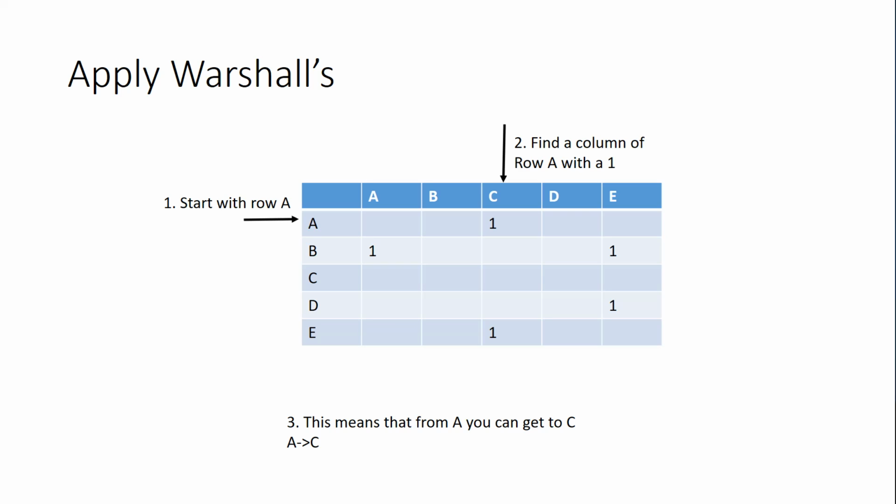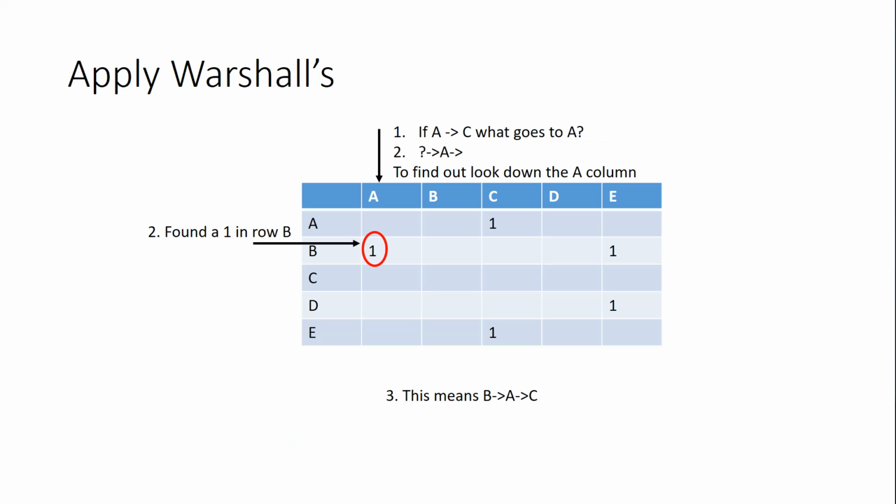And to apply Warshall's, we start with the first row. In this case, we'll call it row A. And we start scanning across column by column. And eventually we find a column that has a 1 in it. In this case, in row A, we find a column that has a 1 in it. In this case, that would be column C. That's the first place we find something. This means that from A, you can get to C, which I'll notate as A arrow C.